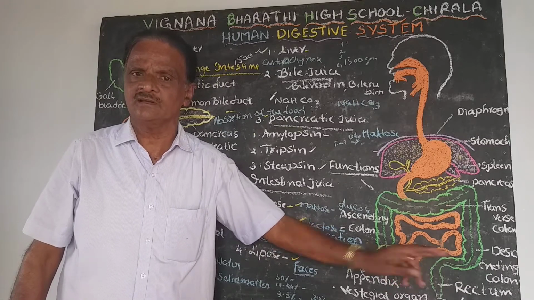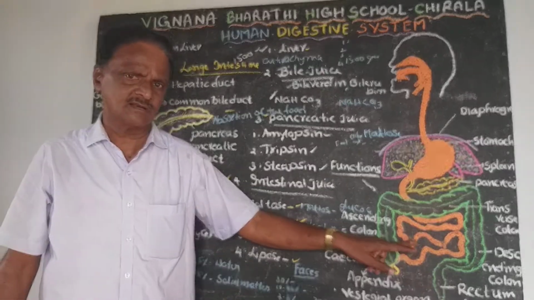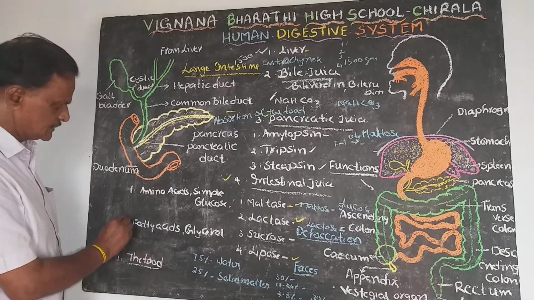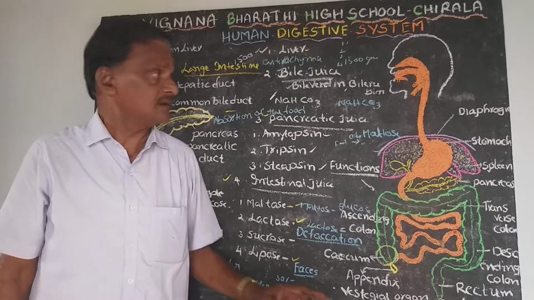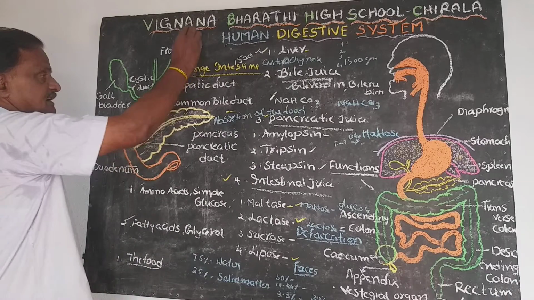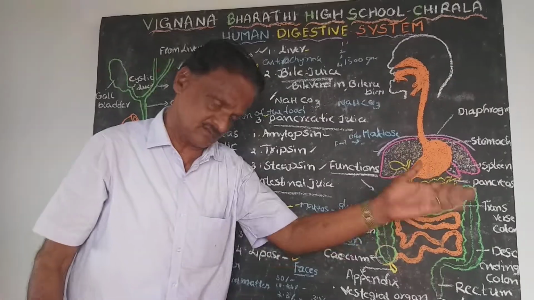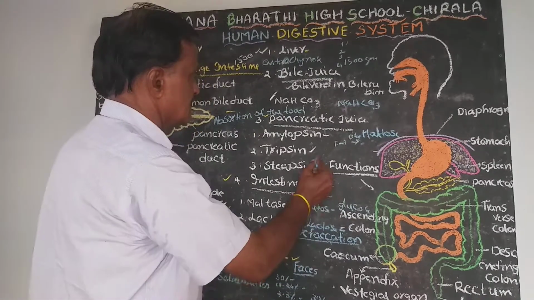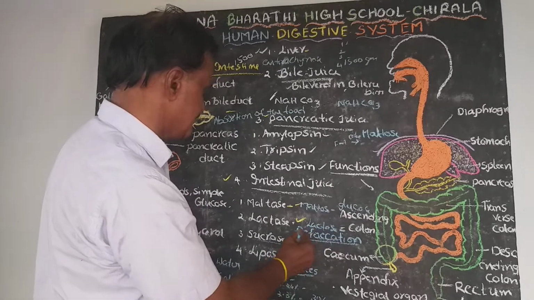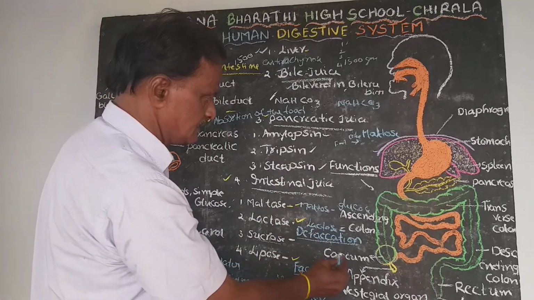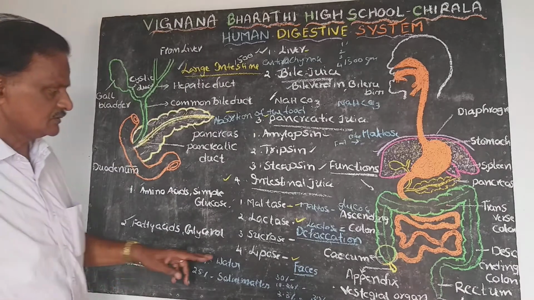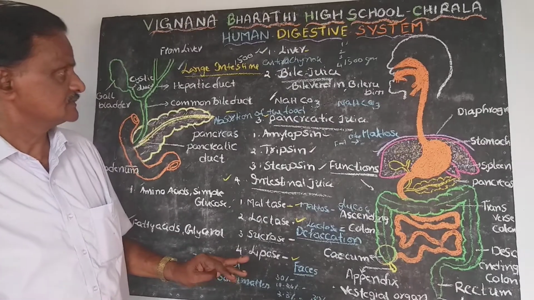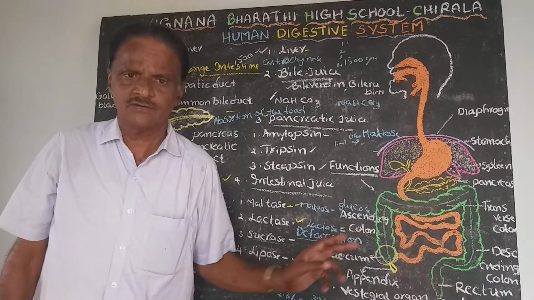The last part is entering the large intestine. Next part is the large intestine. It is about 1.5 meters long, and it is divided into 3 parts.